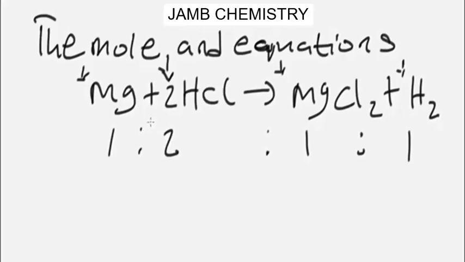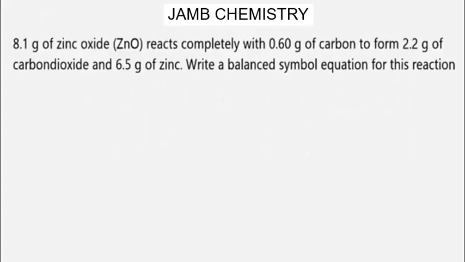Let's look at how you can balance equations using reacting masses. This is very important. Let me bring a typical question we will use to explain this. Remember that we are looking at how to balance chemical equations using reacting masses. The question says 8.1 gram of zinc oxide reacts completely with 0.60 gram of carbon to form 2.2 gram of carbon dioxide and 6.5 gram of zinc. Write a balanced simple equation for this reaction.